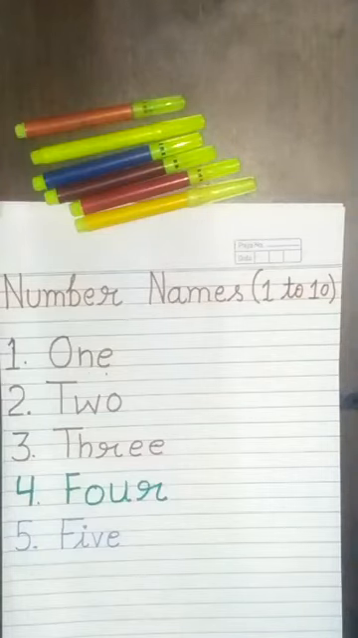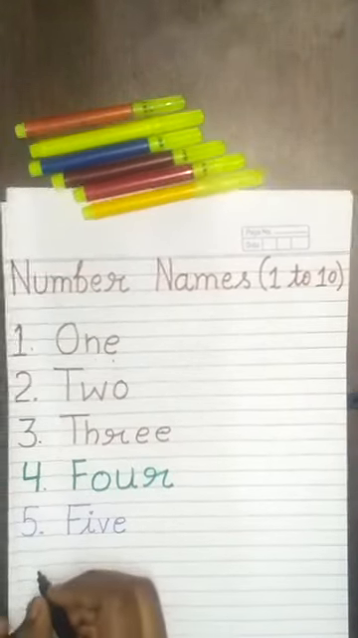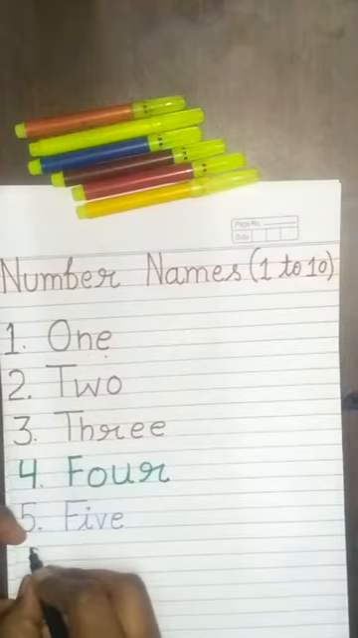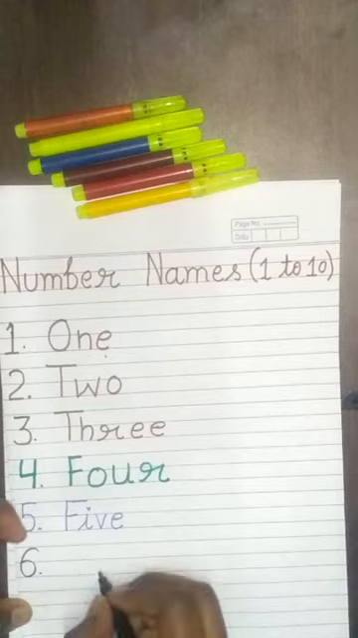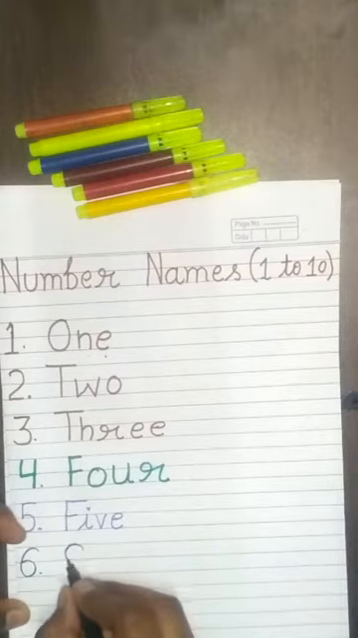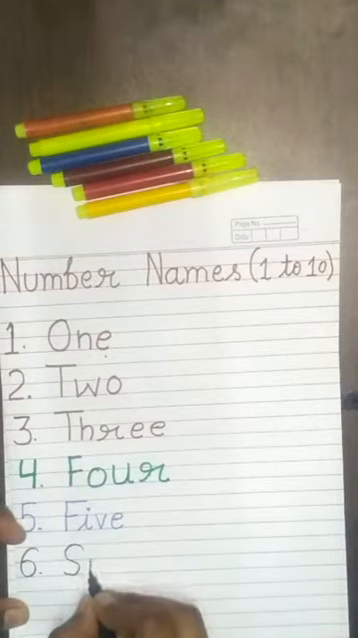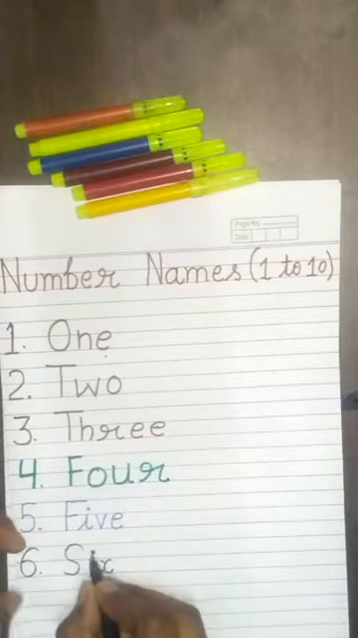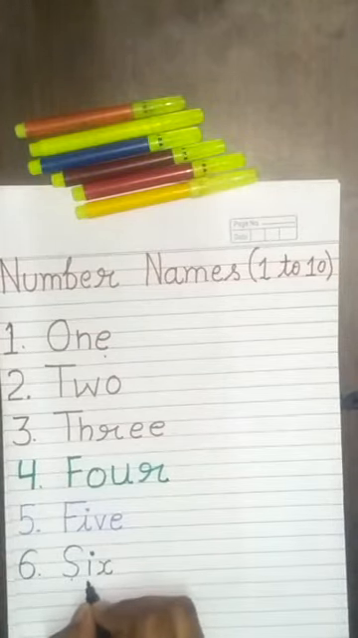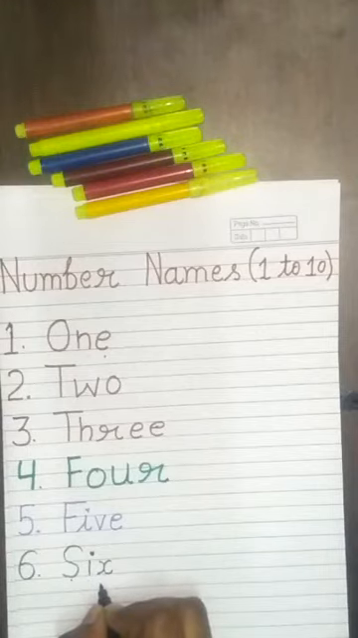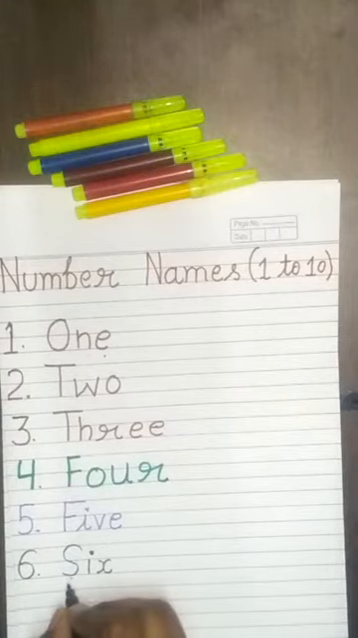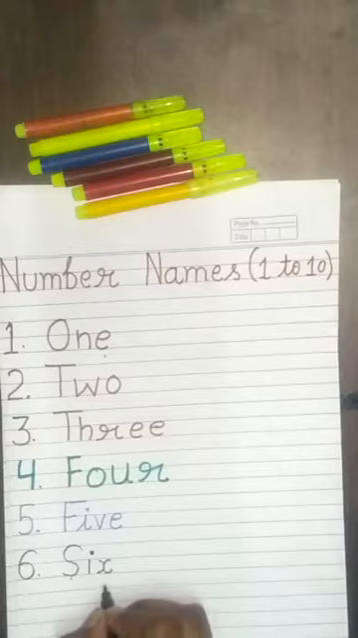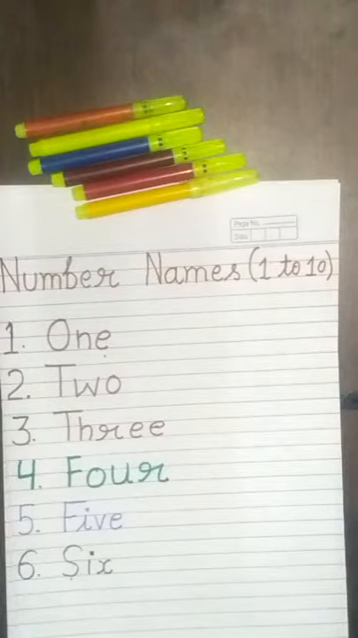How to write 6 now? Speak with me. Numeral for 6 we write like this. And the number name for 6, S I X. 6. S I X. 6.